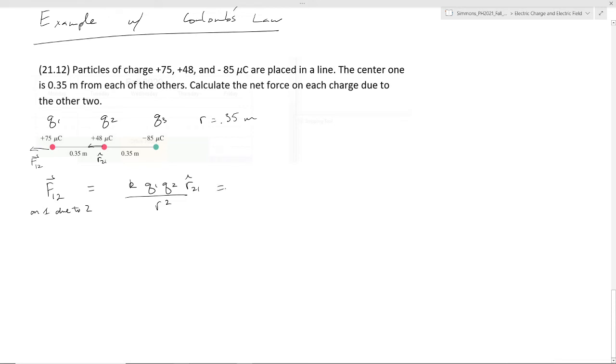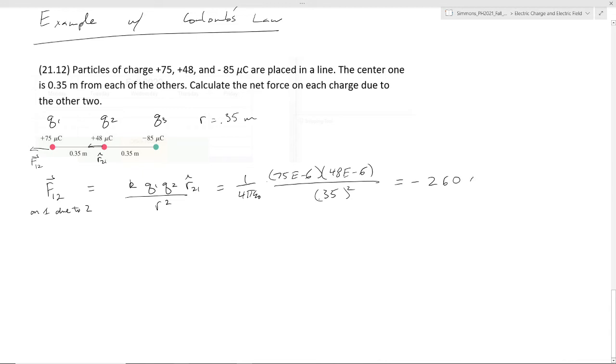So what are our values for this? Let's do 1 over 4 pi epsilon naught times 75 microcoulombs times 48 microcoulombs all over 0.35 squared. If we crunch the numbers there, we would find that this is, let's call it, negative 260 newtons.